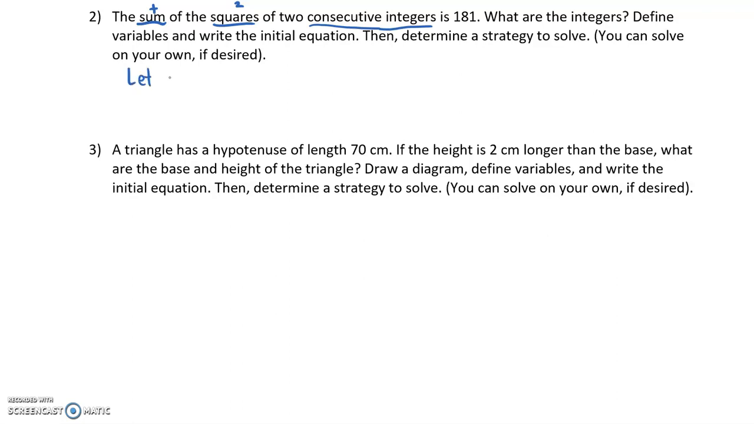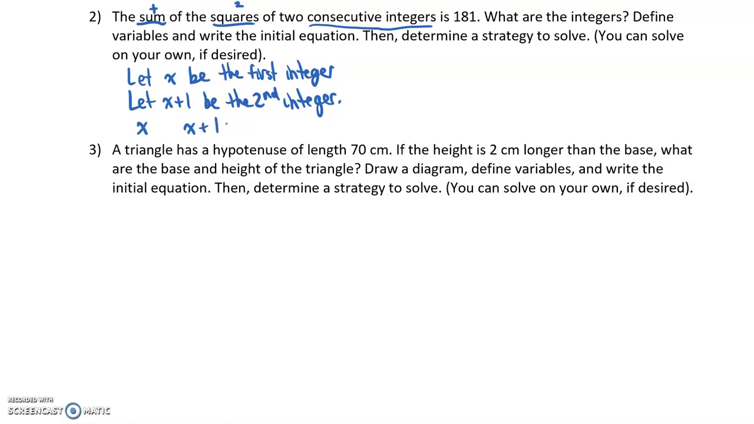So let's let x be the first integer. Again, they're whole numbers, so this better be something that's factorable. And that means the next consecutive one is the second integer. So if we write an equation for this, we would go ahead and write x and x plus 1. So the sum of the squares. Okay, so the sum, so we're adding those together, of the squares. We need to square the first number, and we need to square the next number. Is 181 here.